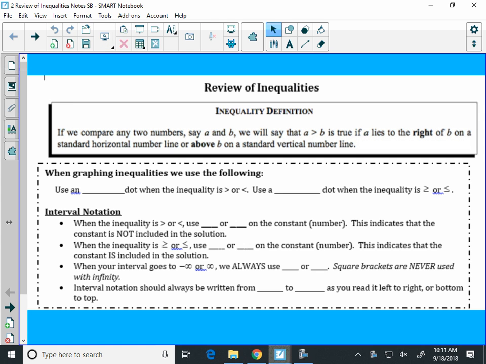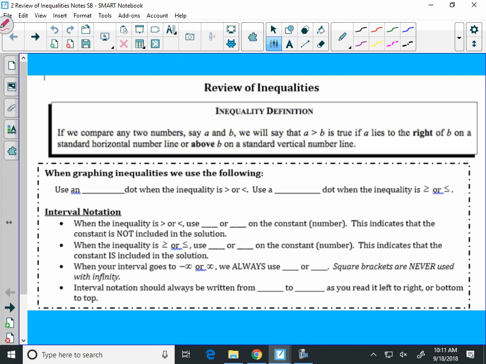This is a notes video for the Algebra 2 blended class. These notes, this is the intro lesson for domain and range. So we're going to do a review of inequalities and interval notation. So let's start by filling in the blanks here.